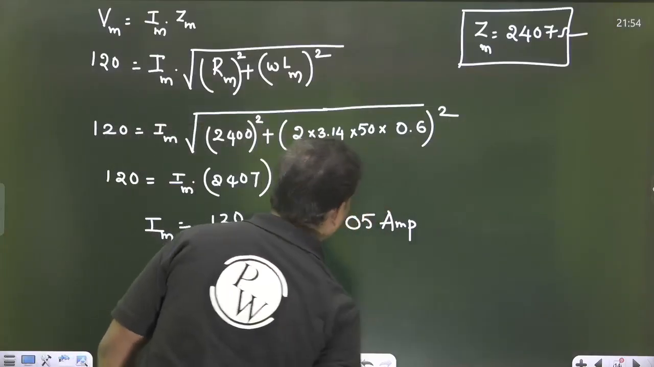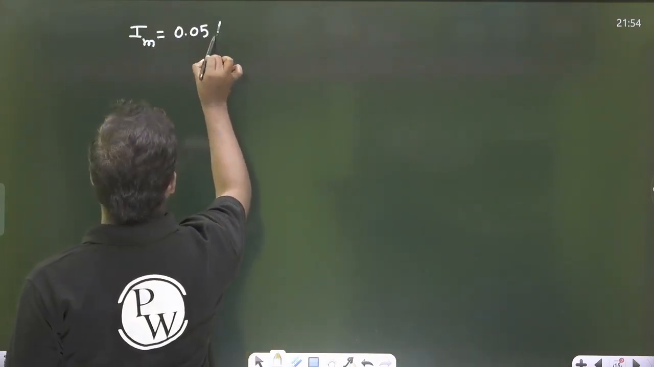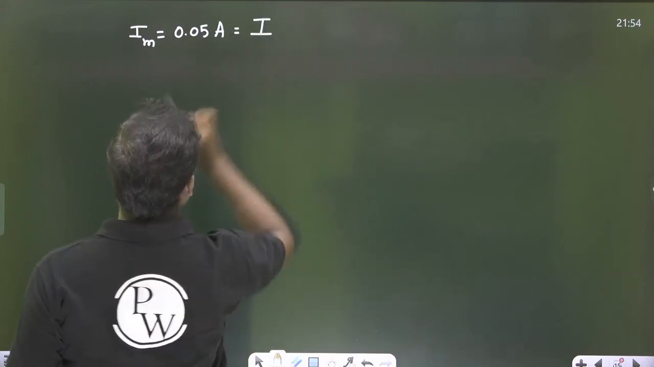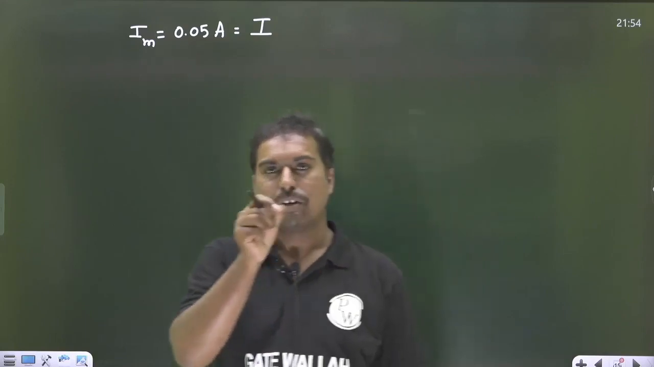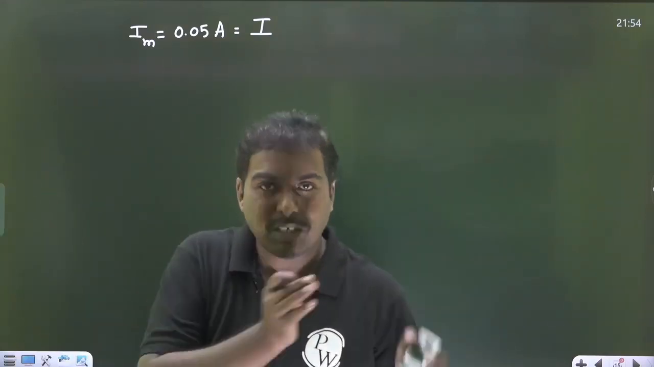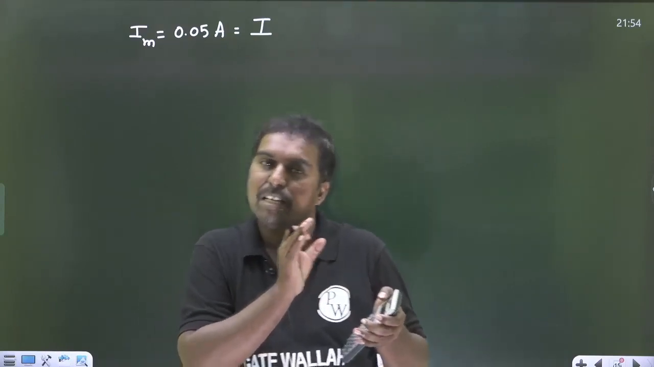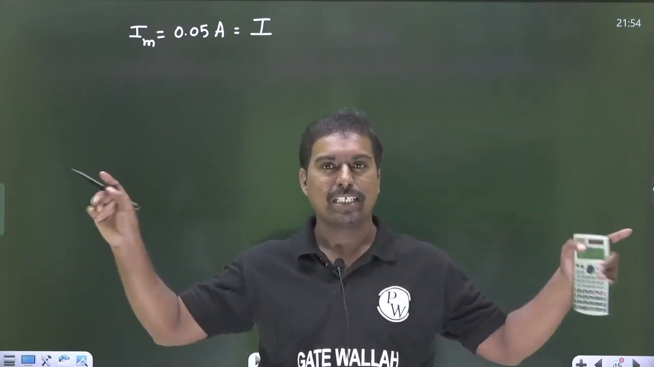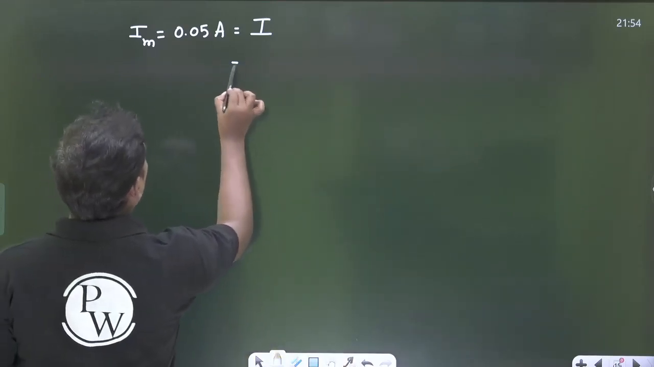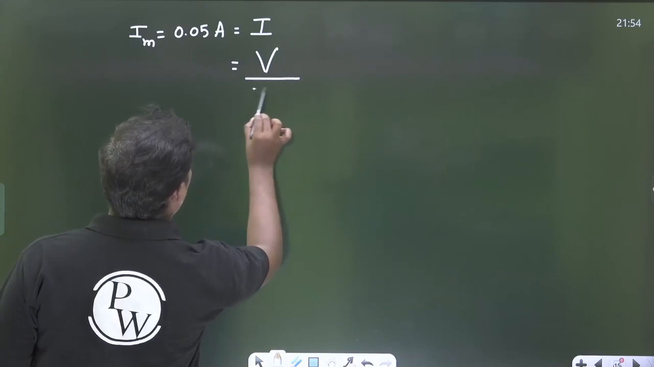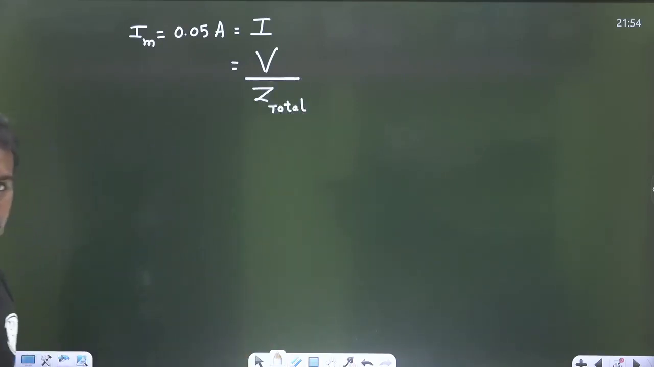So now what I can say, this is the meter current. Let me take one more step. Meter current is equal to 0.05 amperes, which is also equal to I. Why? Because for a voltmeter, the series resistance will be in series with the meter. Whatever current passes into the meter, the same current also passes through the series resistor. So the total current is the same. But what is I actually? I is equal to total voltage by total impedance, na?